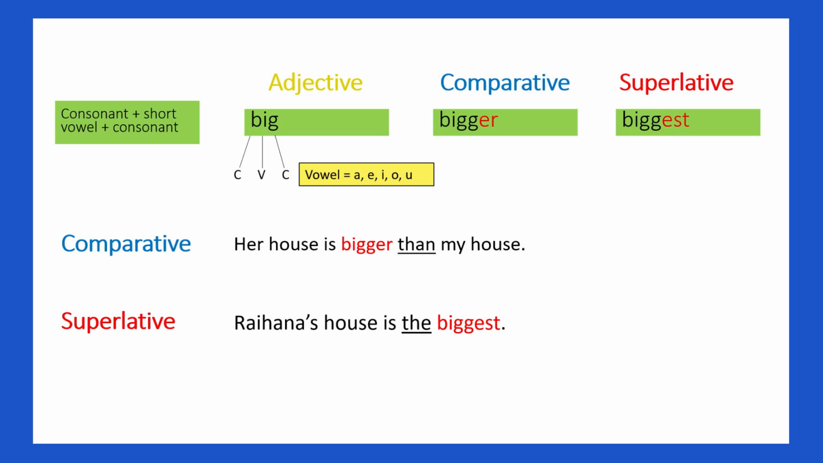So for adjectives with a consonant, short vowel, consonant spelling, the final letter is doubled before adding the ending. There are 5 vowels in English, A, E, I, O, U. Okay, for example, the adjective big has a consonant vowel consonant spelling. For example, her house is bigger than my house. Raihana's house is the biggest. Okay?